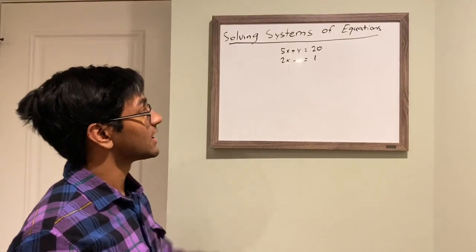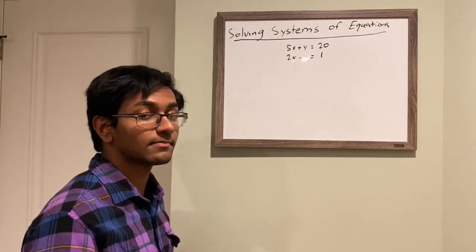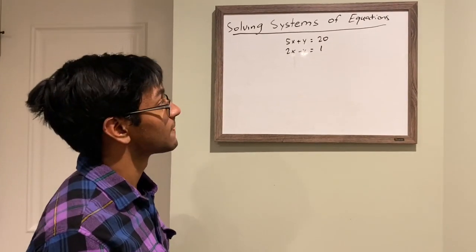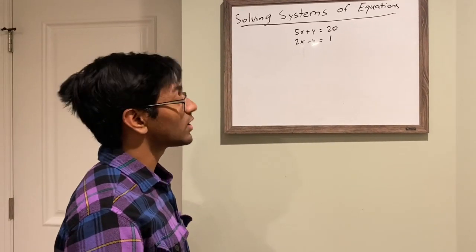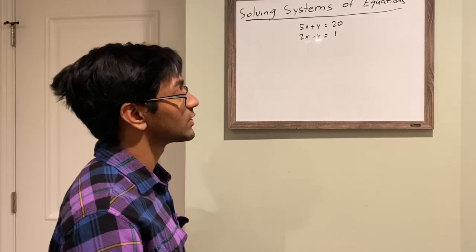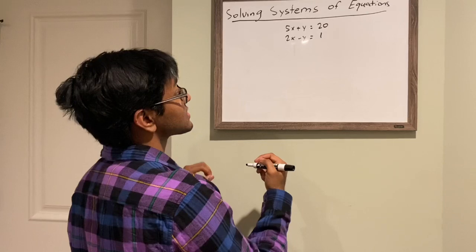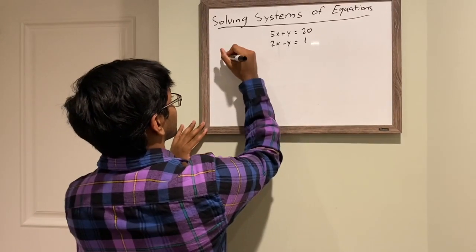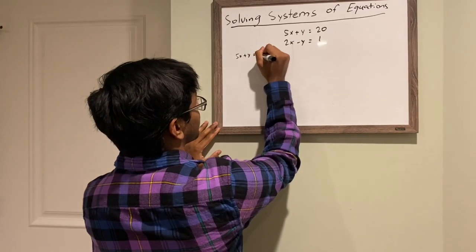So over here, I have a system of equations, 5x plus y equals 20 and 2x minus y equals 1. So in order to execute substitution, we need to solve for one variable first and plug it into that variable in the other equation. So let's take the first equation for example, and let's solve for y. So 5x plus y equals 20.